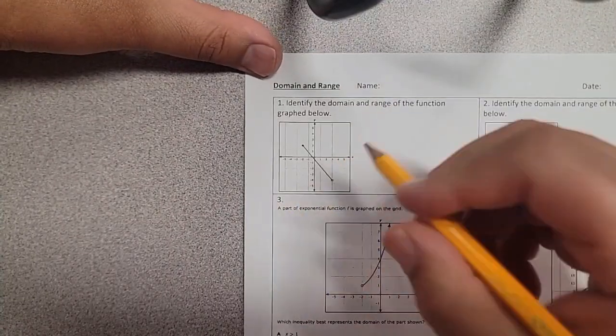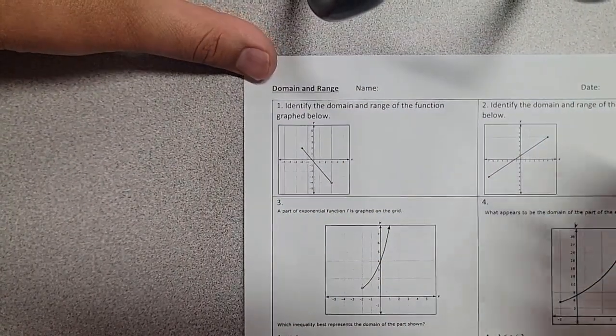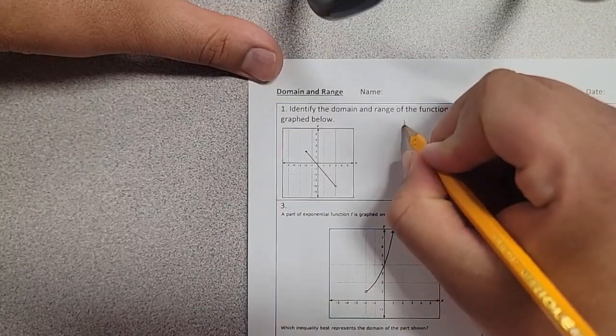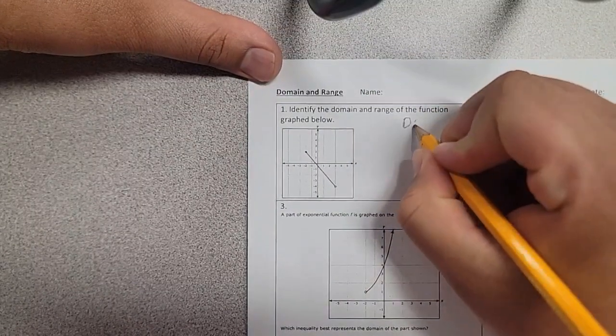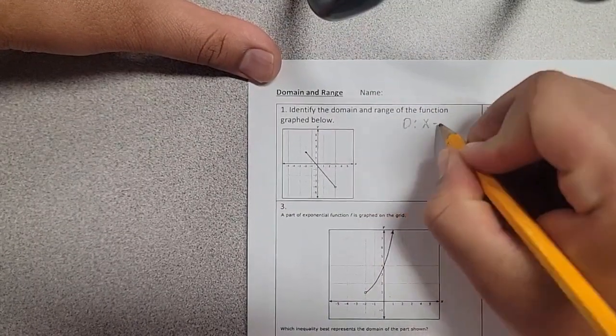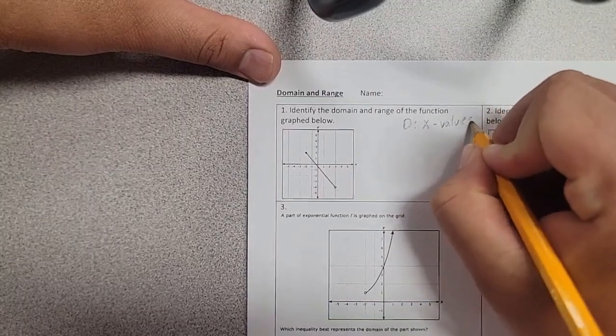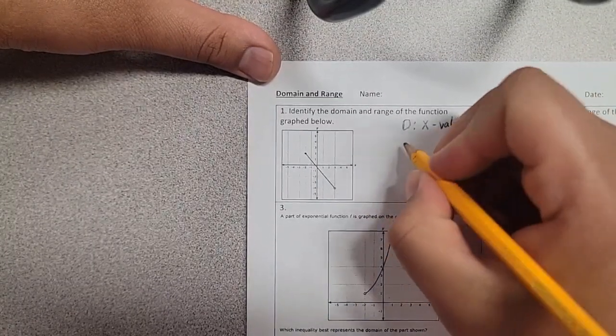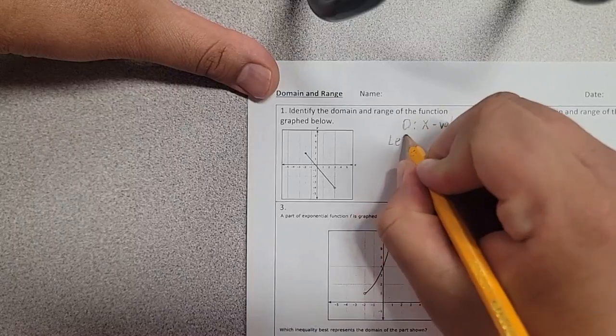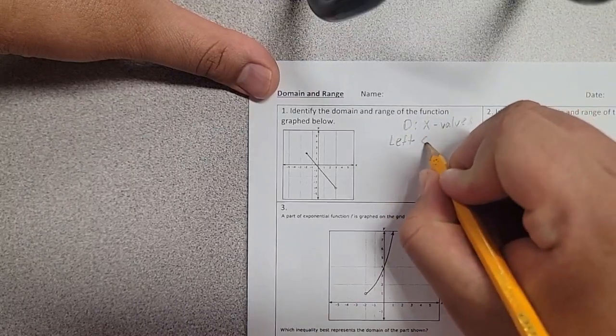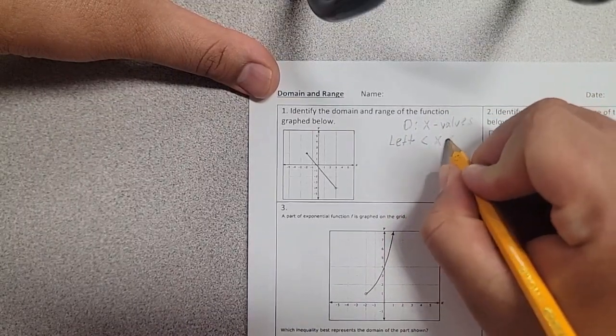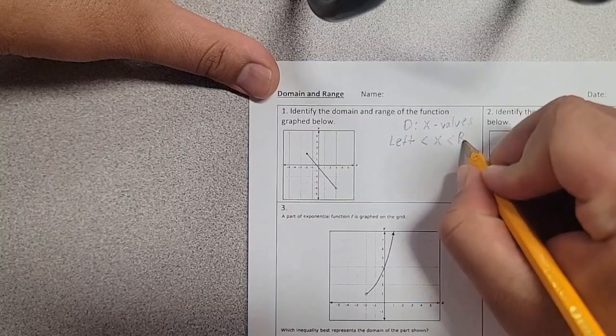All right, so we're going to talk about domain and range in this handout. Just remember that the domain is the x values, and we do have a format. The format is usually going to be the left with this symbol, then we have an x, we have the less than symbol, and then we have the right.